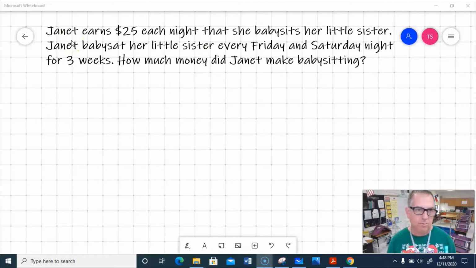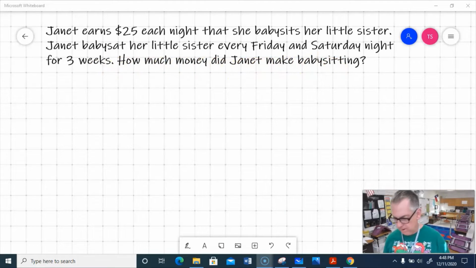Okay, let's go and look at this problem together. It says Janet earns $25 each night that she babysits her little sister. Janet babysat her little sister every Friday and Saturday night for 3 weeks. How much money did Jeanette make babysitting?